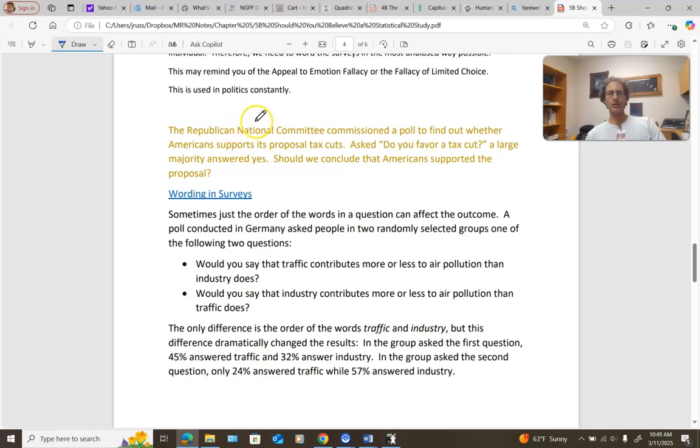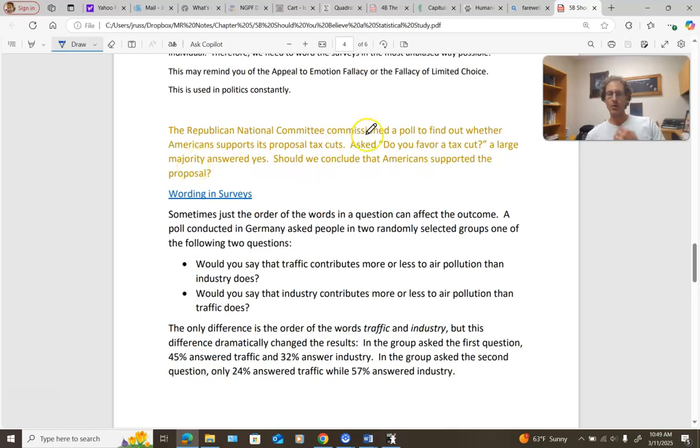It says the Republican National Committee commissioned a poll to find out whether Americans support its proposed tax cuts. So this is the way they did it. They asked, and this is the wording, do you favor a tax cut? And when they asked that, a large majority of the respondents said yes. And so therefore, should we conclude that Americans truly support the proposal?